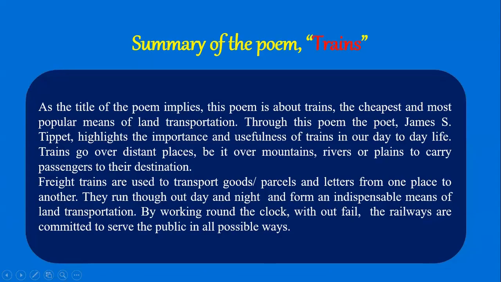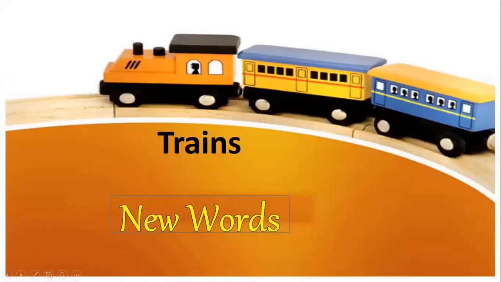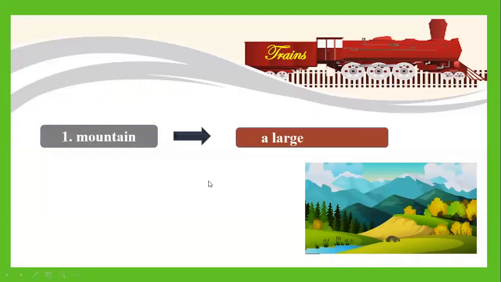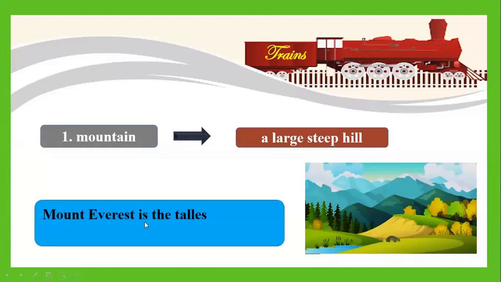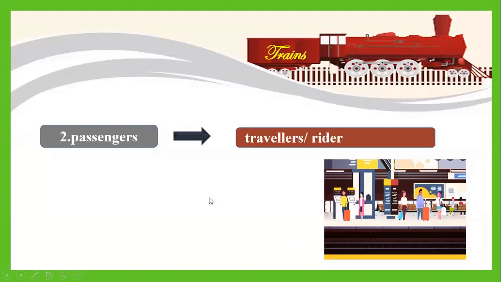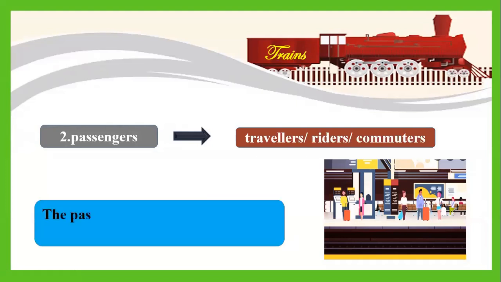Now it is time for us to go through the new words and their meanings. The first word is mountain, and it means a large steep hill. The usage of the word mountain is: Mount Everest is the tallest mountain in the world. The second new word is passengers, and it means travelers, riders, or commuters. The usage of the word passengers is: the passengers waited eagerly for the train.